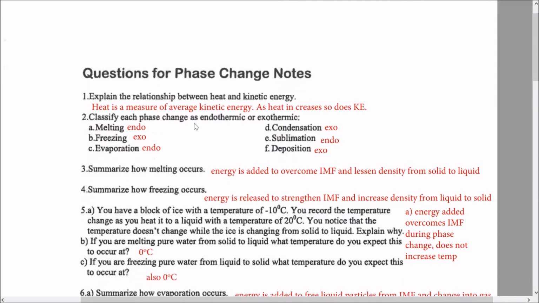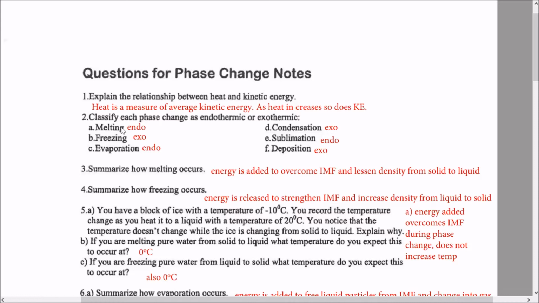Classify each phase change as endothermic or exothermic. Melting is endothermic because you have to put heat in. In general, I'll preface this by saying if you're going towards gas, then you have to put heat in. If you're going towards solid, you have to take heat out. So melting, it's going closer to gas, going from solid to liquid, so you need to put energy in, so it's endothermic. Freezing, on the other hand, is going in the opposite direction, towards solid. It's going from liquid to solid, so that is exothermic.